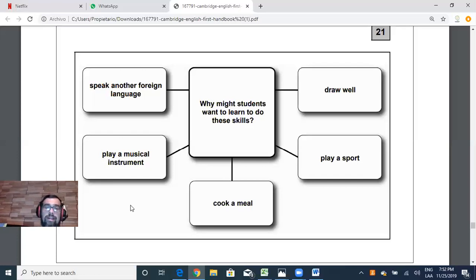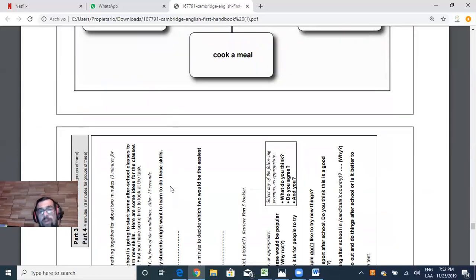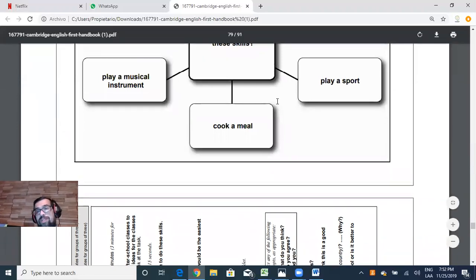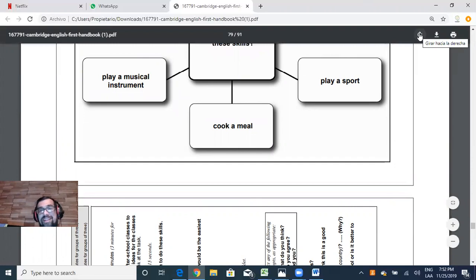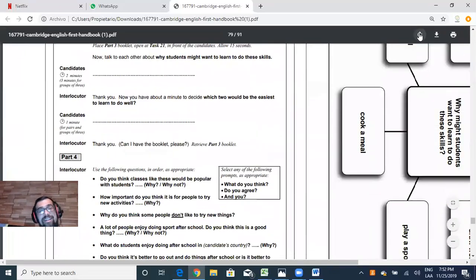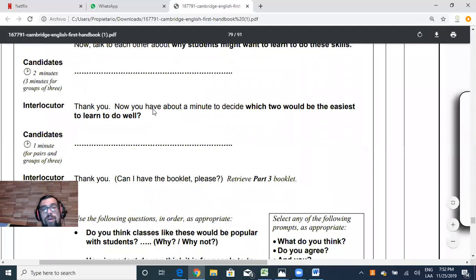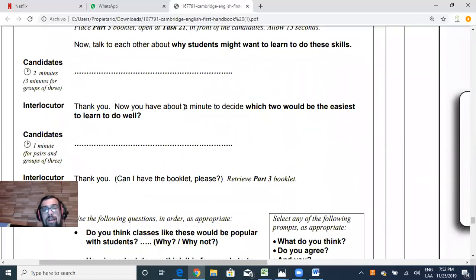Okay, very good, Jose. Yes, and well, you did it more difficult because remember this is two people talking, but you did it all, so that's good. Just remember that the other option is going to be always like a superlative. So it says now you have a minute to decide which two will be the easiest to learn to do well. So this is the question for 1 minute. Which two will be the easiest to learn to do well?